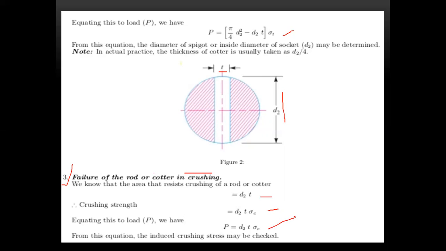From this equation, we can determine the crushing stress.